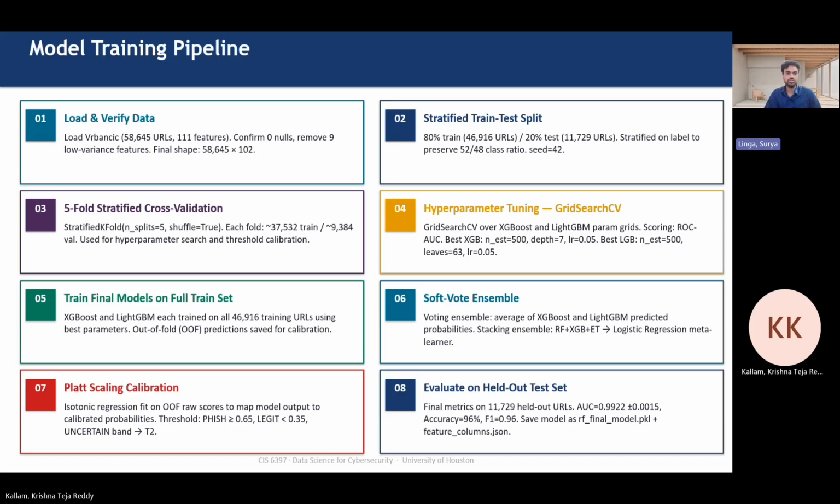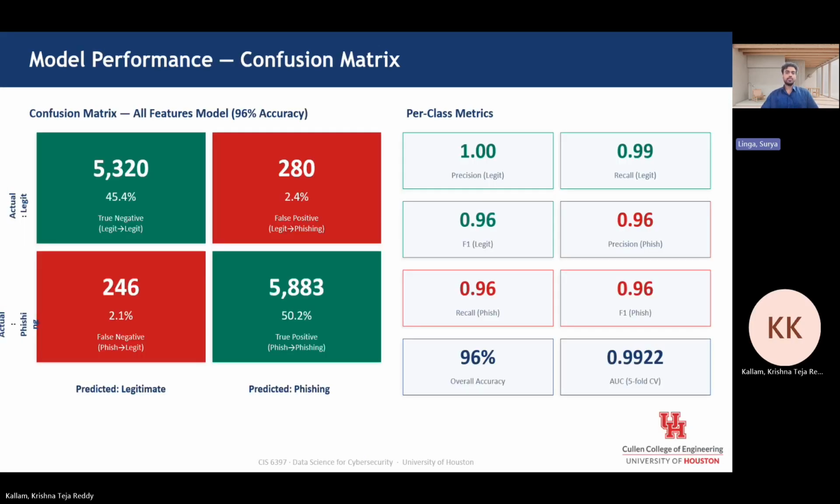And that's how our evaluation and model training went. Coming to the confusion matrix, in our test set of 11,000 URLs, 5,800 were phishing correctly caught, 5,300 were legit correctly allowed, 280 legitimate were incorrectly flagged, and 246 phishing slipped through. Overall accuracy is around 96%, and the AUC across 5 folds is 0.9922 with a standard deviation of 0.0015, meaning the model performs consistently regardless of what data we test it on.